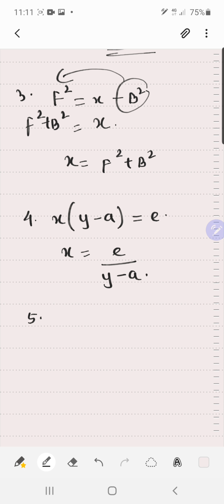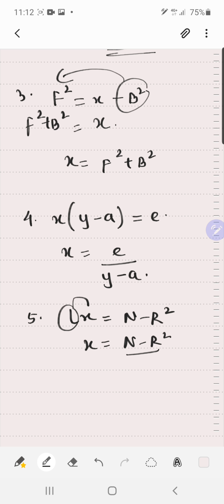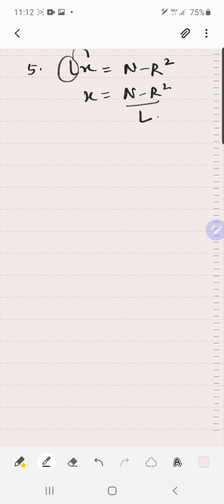Problem number 5, that is Lx is equal to n minus r square. You want x here alone, so n minus r square, and this L which is in multiplication here will go into division. Now you have to make y the subject.